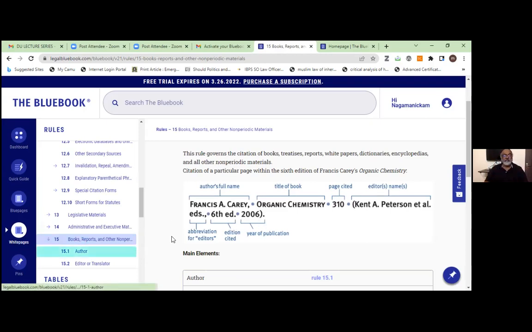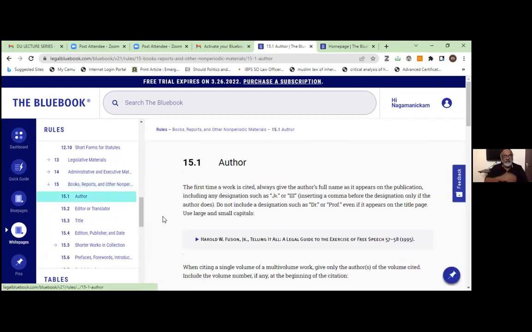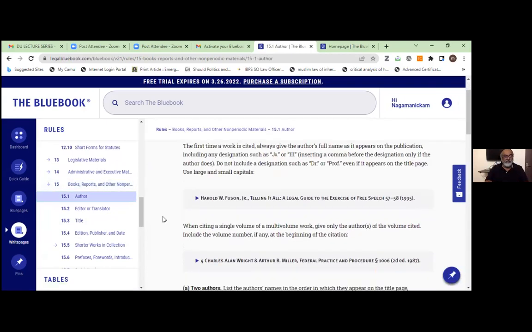So this is how books, treatises, reports, papers, dictionaries, encyclopedias, all the non-periodical materials are cited. Next, author. So here, as we can see, the name of the author. The first time a work is cited, always give the author's full name.